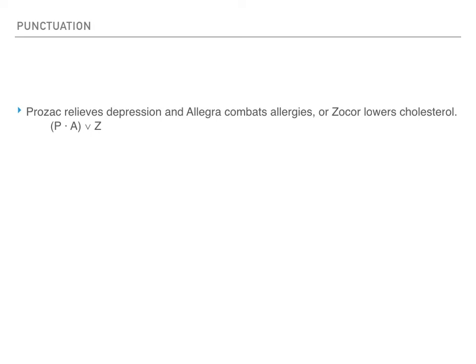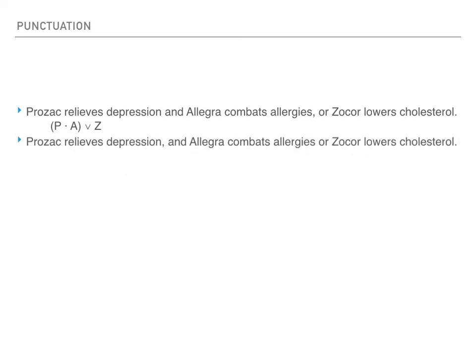So we need to take care to really pay attention at this point to where the comma is and what that's indicating to us. For instance, if the comma had been in a different location, if it said instead that Prozac relieves depression, comma, and Allegra combats allergies or Zocor lowers cholesterol, then we would have the other translation. The parentheses would be moved over, and we would have P dot parentheses A wedge Z close parentheses, as opposed to P dot A being in a group inside parentheses. We have A wedge Z in a group inside parentheses.